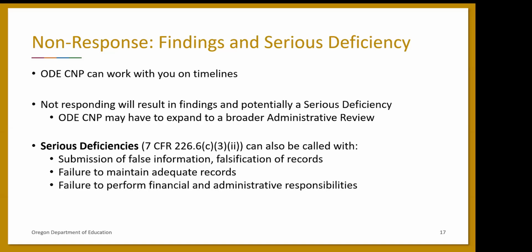Situations that will rise to serious deficiencies can include submission of false information or falsification of records, failure to maintain adequate records, such as situations where there is a lack of system in place, and/or failure to perform financial and administrative responsibilities. This is where the sponsor is not maintaining most or any CACFP financial documentation.